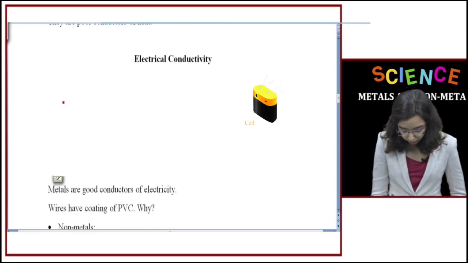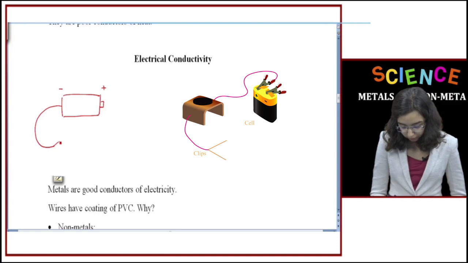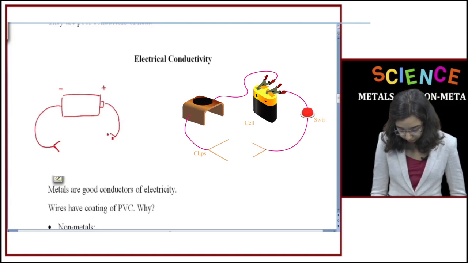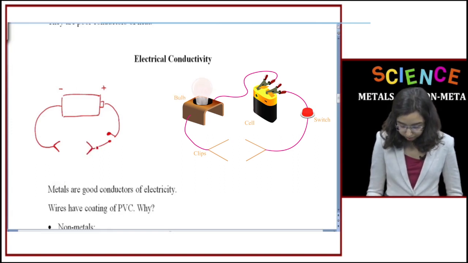For this activity, we take up a cell. We join the ends of the cell with wires, and at the end of the wires we have clips. Here we have a switch. And again here we have a clip. We also add a bulb in between.